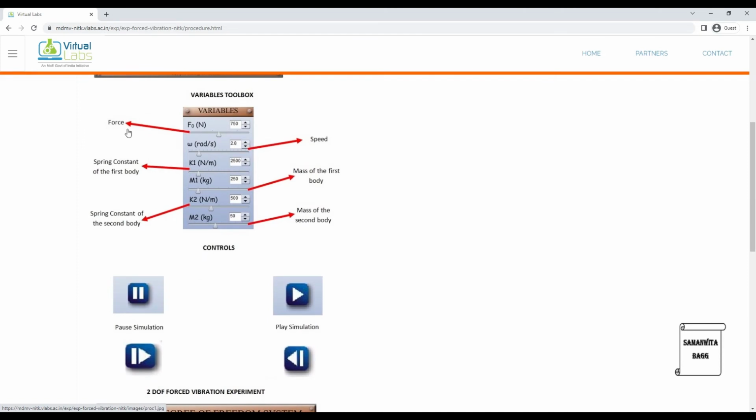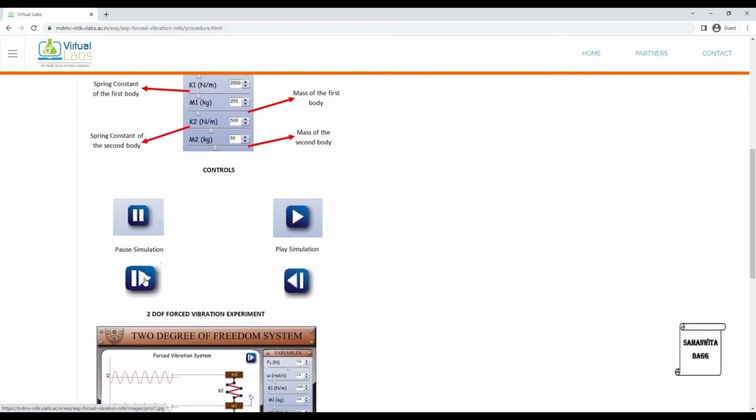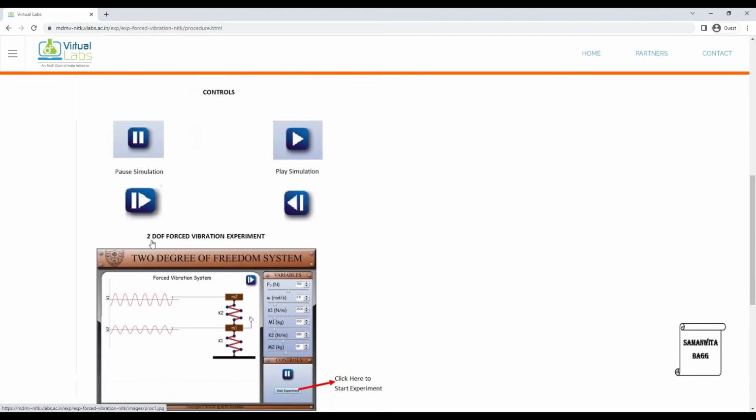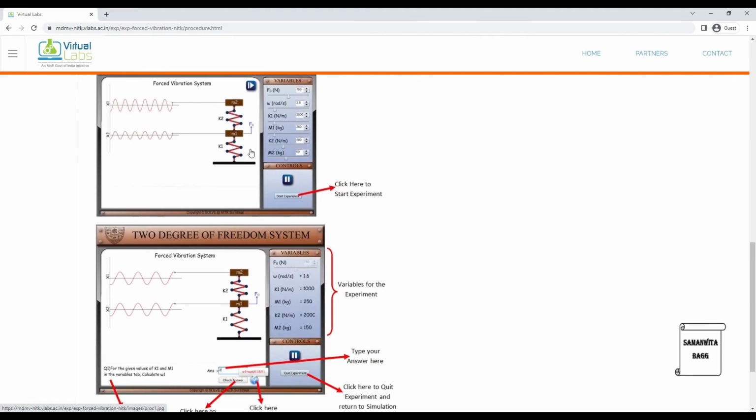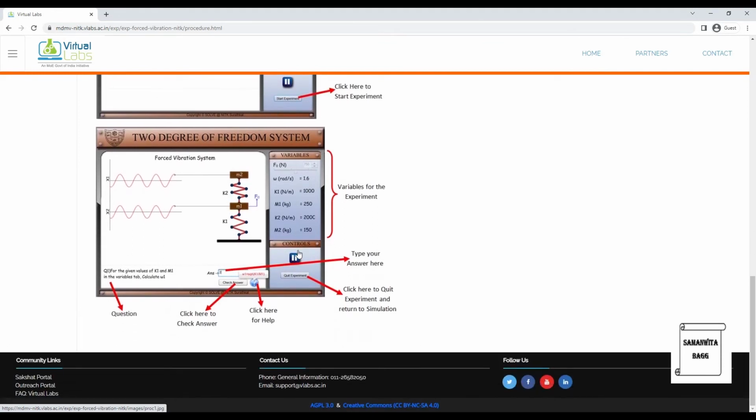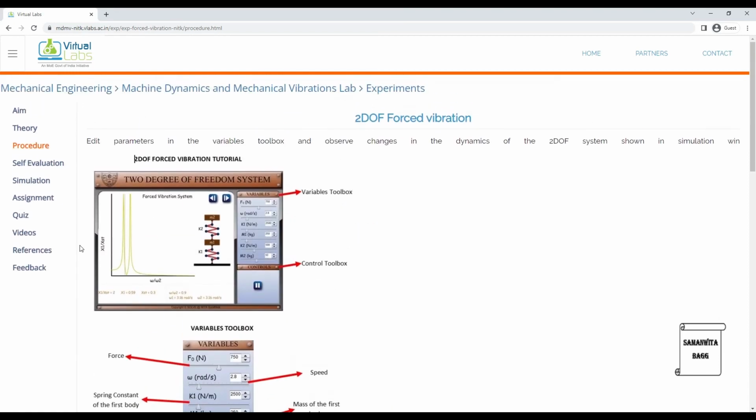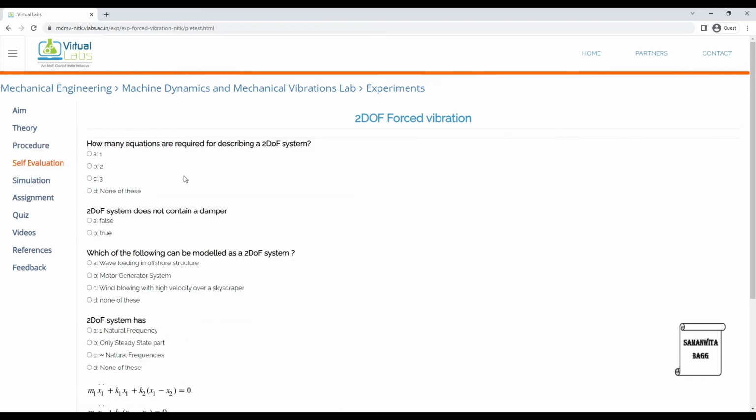Like F0 is the force, K1 is the spring constant of the first body, K2 is the spring constant of the second body, this omega is the speed, M1 and M2 are the masses of the first and second body respectively. You will have these kinds of controls. You can have either pause or play, or you can shift to the next slide. So when you click on the experiment, you're going to get some kind of results here because of the values that you choose. So let's go to simulation now. Before that, there is a self-evaluation tab. You can just go through these questions. They are very simple.